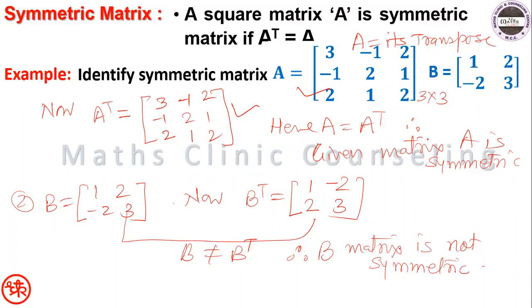So did you understand what is symmetric matrix? When it is symmetric and when it is not. So in this way, the basic types of the matrices we have discussed today.